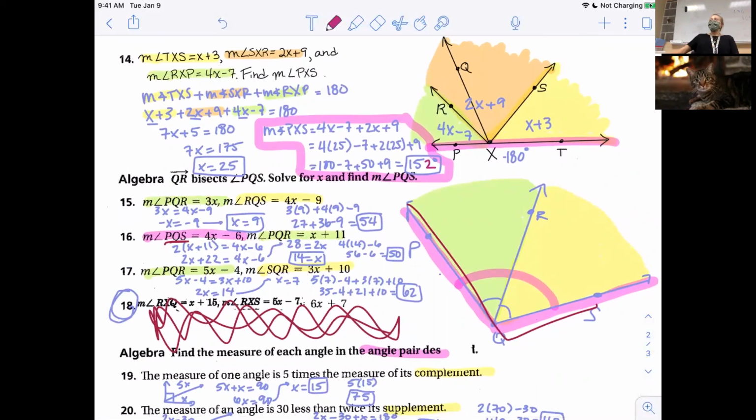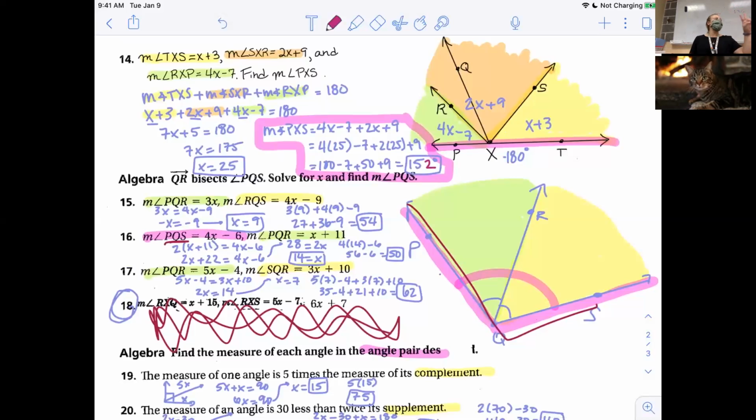Okay, it says QR bisects PQS. So I'm going to immediately draw a picture. QR bisects PQS. So the big angle is PQS. I have that outlined in pink. And then it says QR bisects that. So R is a point somewhere in the middle, and it crosses right through the angle to cut it into 2 equal angles. So one of the angles is PQR, and the other one is RQS.